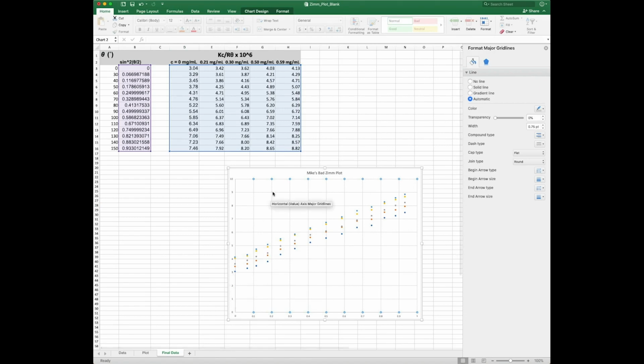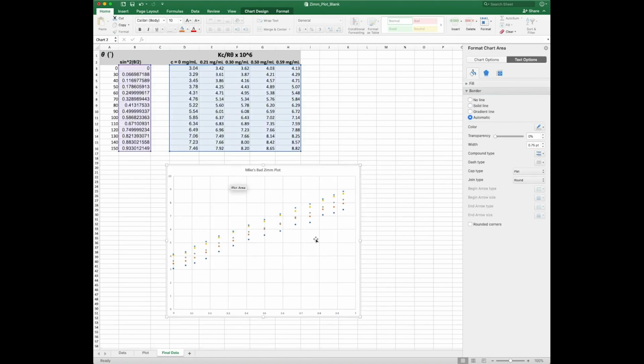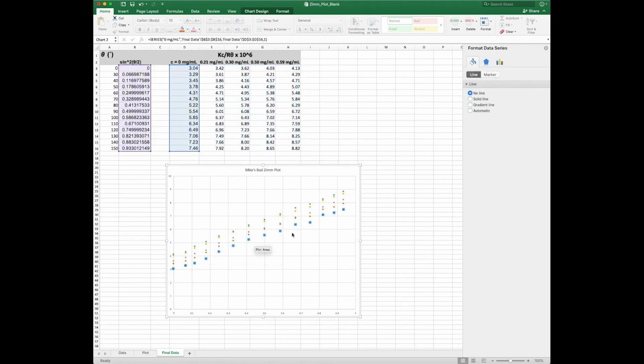Here it is. Here's my bad Zimm plot. There's a couple problems here. This is 0 concentration at the bottom. This is the extrapolated data as a function of angle. This point here, there's one point right there where you see my cursor. That is the y-intercept, and that is 0 angle, 0 concentration. So the molar mass is proportional to this point here. In fact, it's 1 over that. So I've got that. Then these are the data for every single angle.